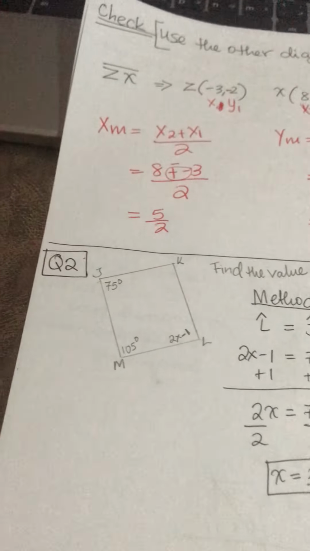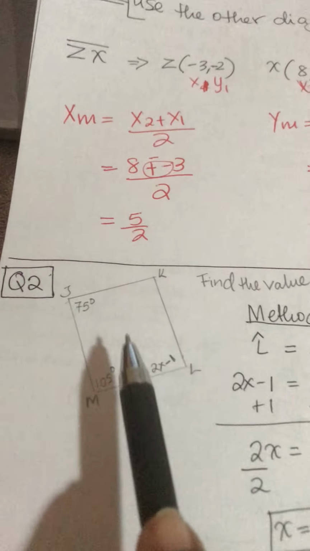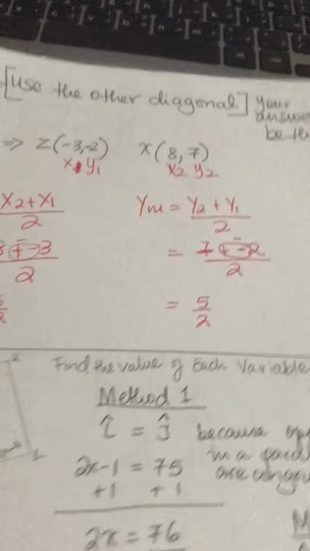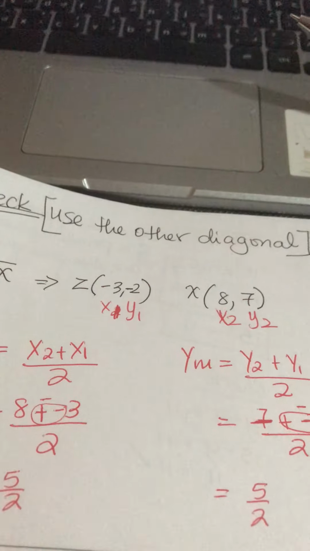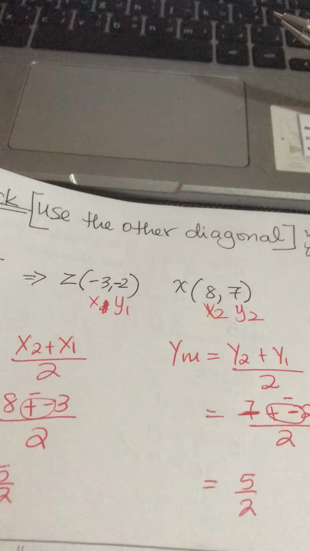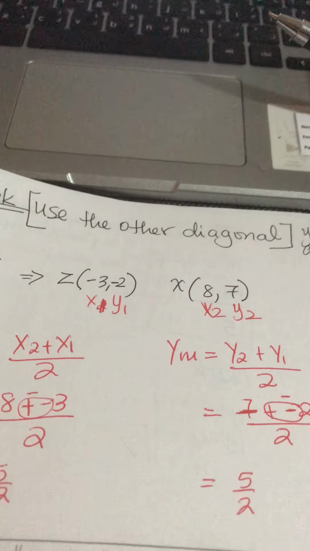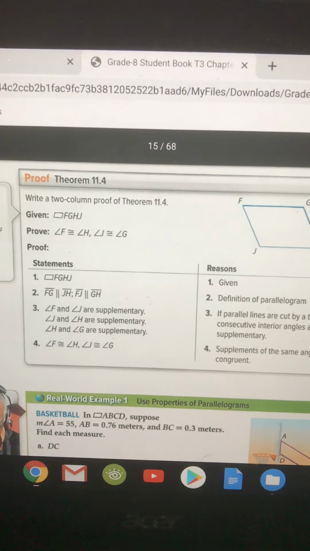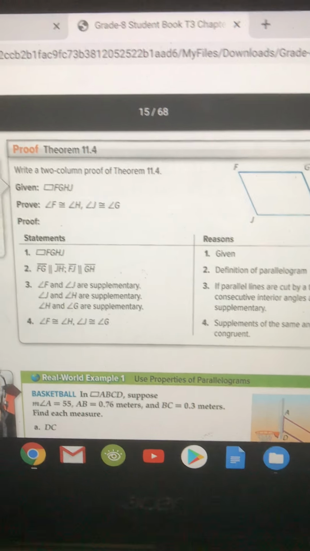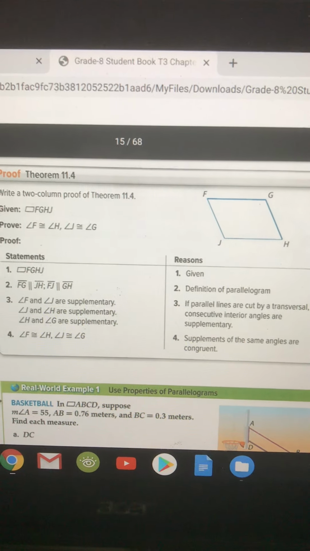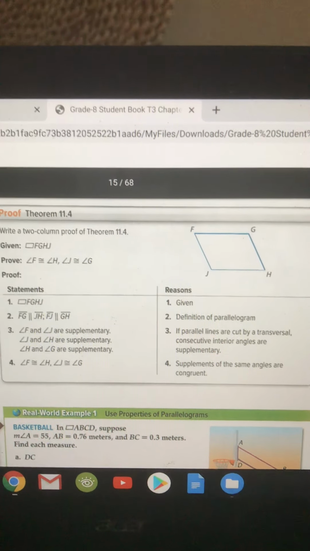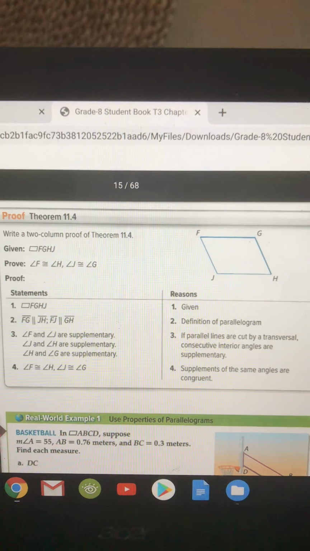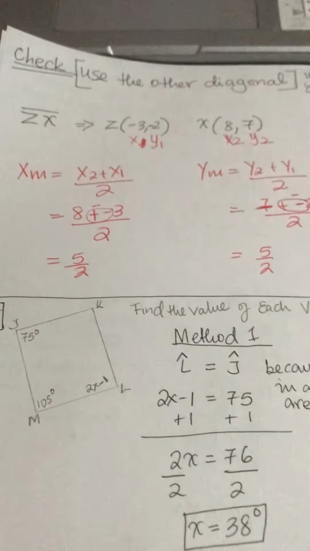All right, now let's do some examples. This is example 2 in your book. Also, before I forget, make sure you write this two-column proof in your notebook. Okay? That is how you explain the column proof of a parallelogram. Now, we are doing examples.